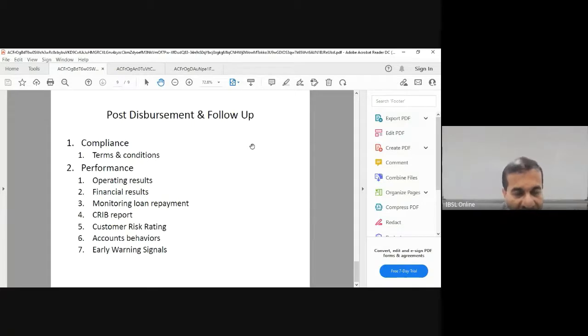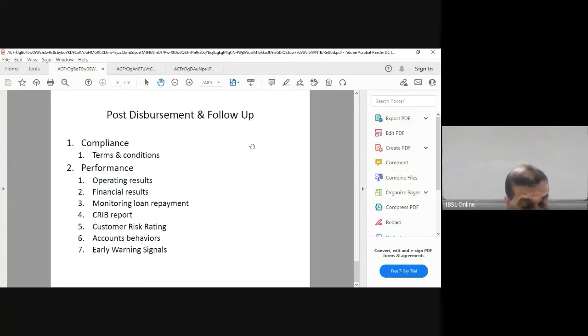And also the insurance matters need to be followed up. This has nothing to do with the credit admin department, but basically the post-disbursement follow-up will be done by the relationship managers. They are supposed to look at all these follow-ups, especially the compliances.